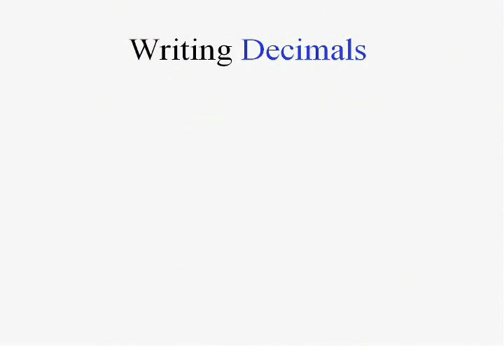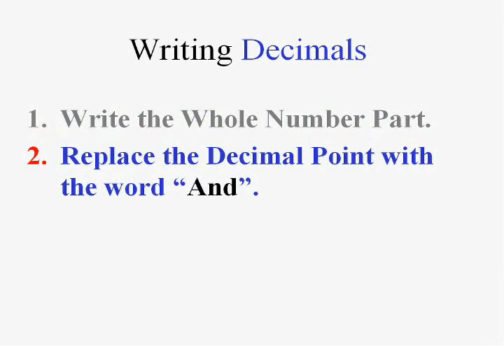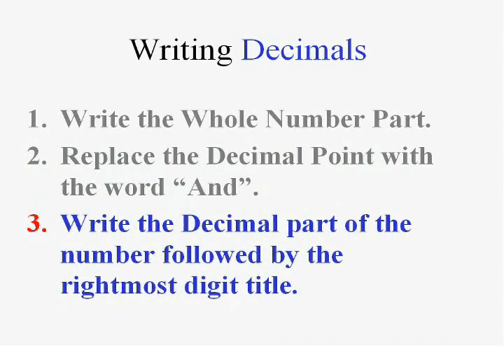Now the way to write decimals is to write the whole number part first. Then we're going to replace the decimal point with the word and. Never say the word point. That's what you're going to have to remember. Never say the word point. Always say the word and. And then write the decimal part of the number followed by the rightmost digit title. Let me show you what I mean.